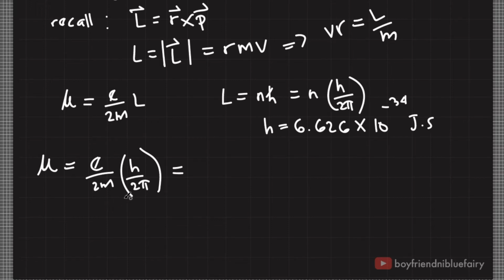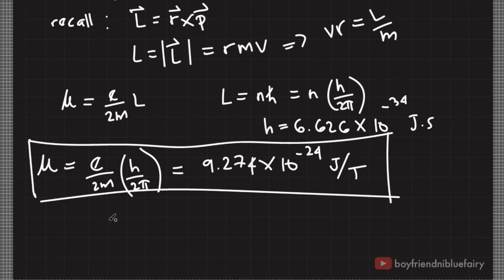So I can actually calculate the lowest possible magnetic dipole moment an electron can have. And it is equal to 9.274 times 10 to the negative 24 joule per Tesla. And this quantity has a special name: it is called the Bohr magneton.